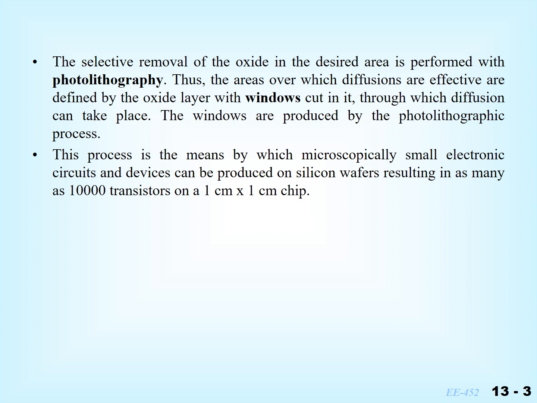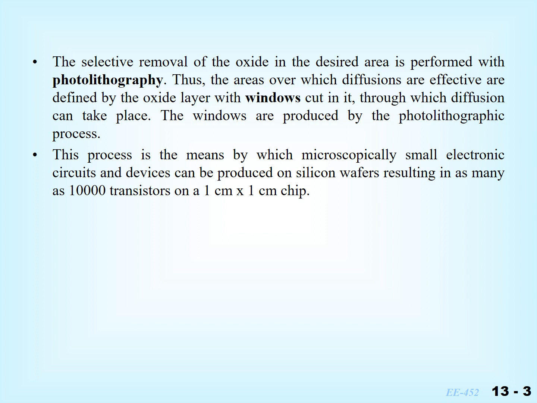Before this, we have seen the oxidation process. In the oxidation process, the silicon dioxide layer is created over the wafer. Now we want to selectively diffuse the impurity atoms by creating diffusion windows on the silicon dioxide. So silicon dioxide will be selectively removed from certain places where diffusion has to take place. So the process which is used is known as photolithography.